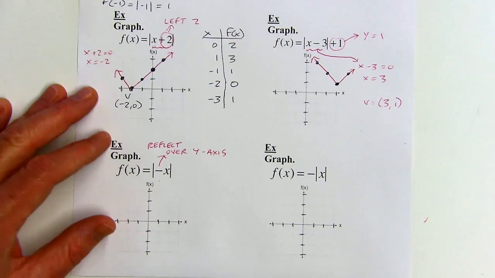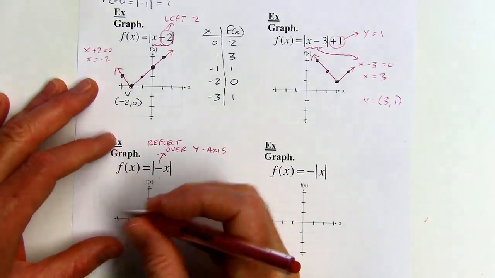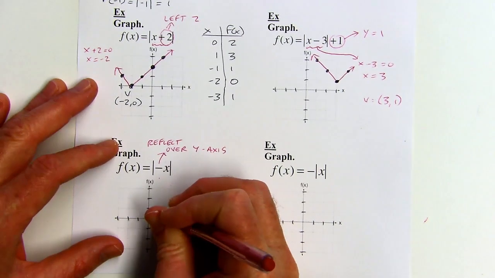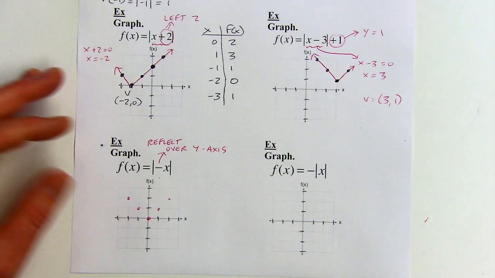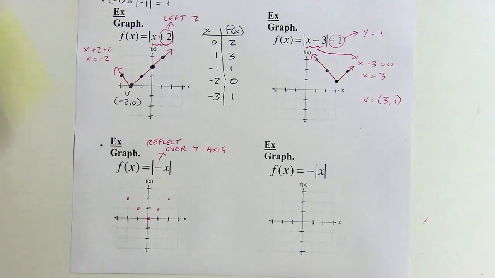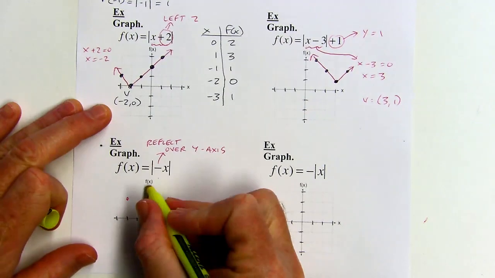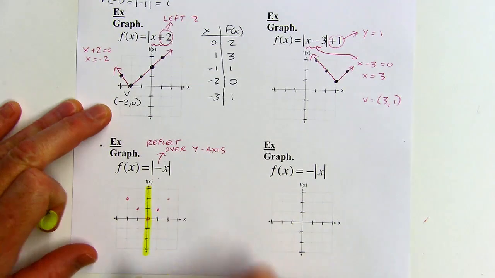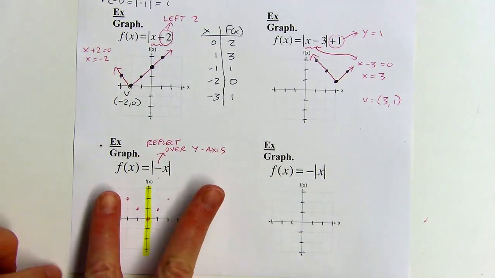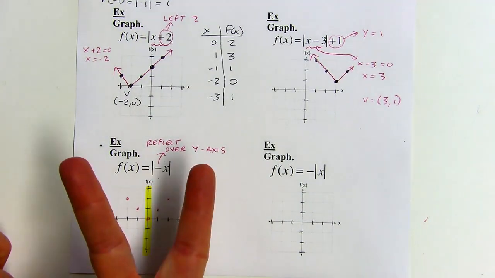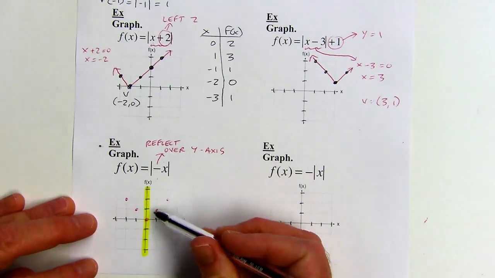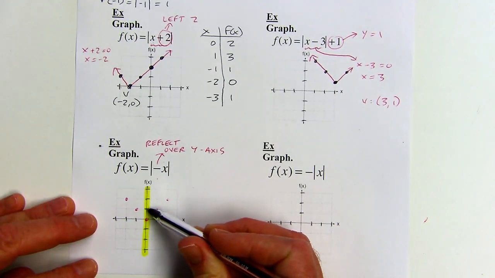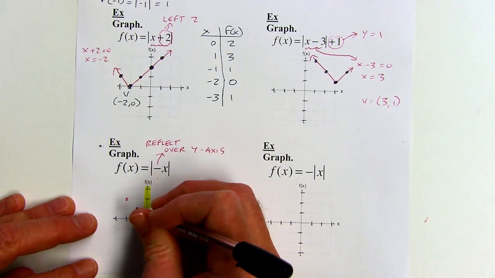Okay, so let's think about what the parent graph looks like. So the parent graph, I'm just going to put my points in. And then I'm going to think, well, what would that look like if I reflected that V over the y-axis? Okay, so there's the y-axis. If I'm reflecting over the y-axis, that's going to happen. So if you think about reflecting this point over the y-axis, well, it's 1 unit away from the y-axis, so I'd go over there. It would end up right there.